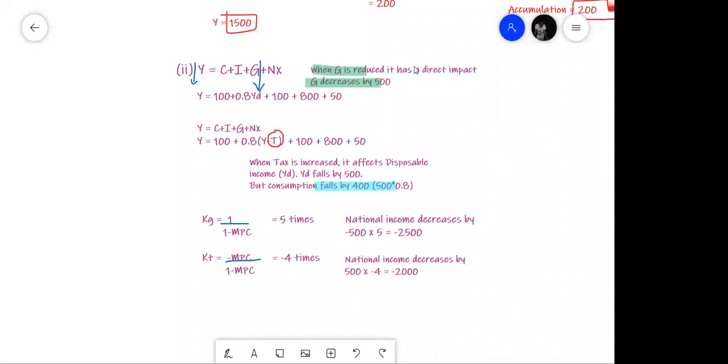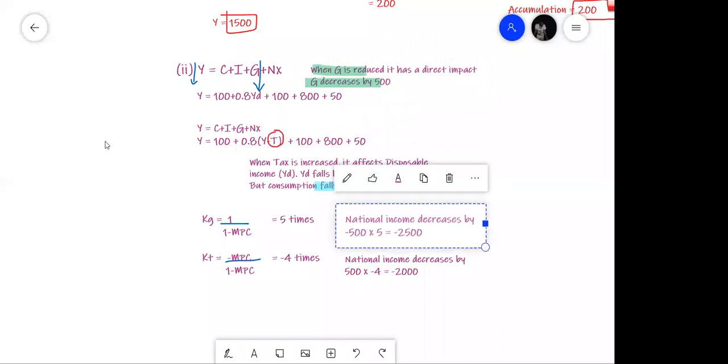Ideally, they'll give you 2 marks for talking about direct impact, indirect impact, and maybe another 2 marks, since they have given you values of 500 and 500, on showing how that impacts.